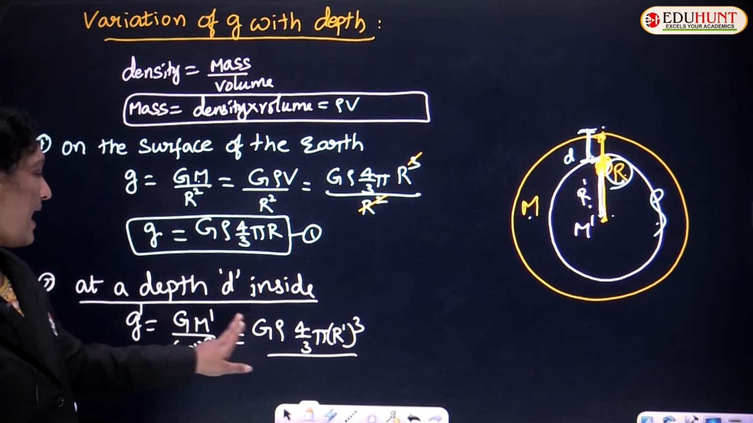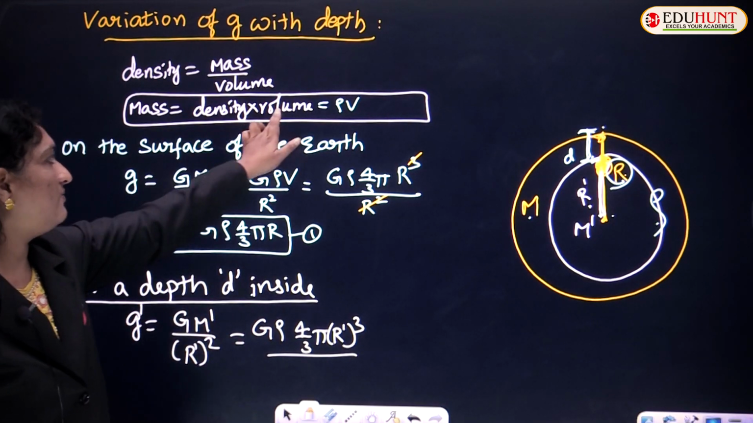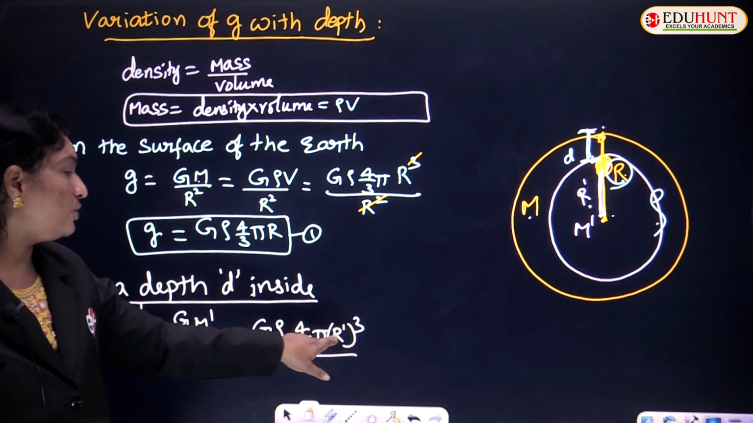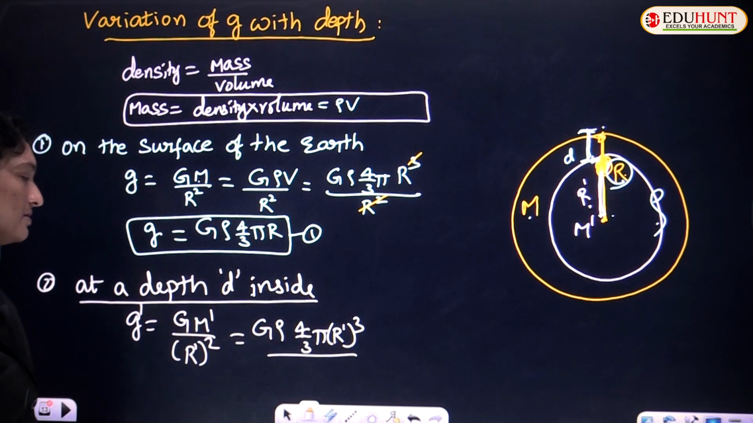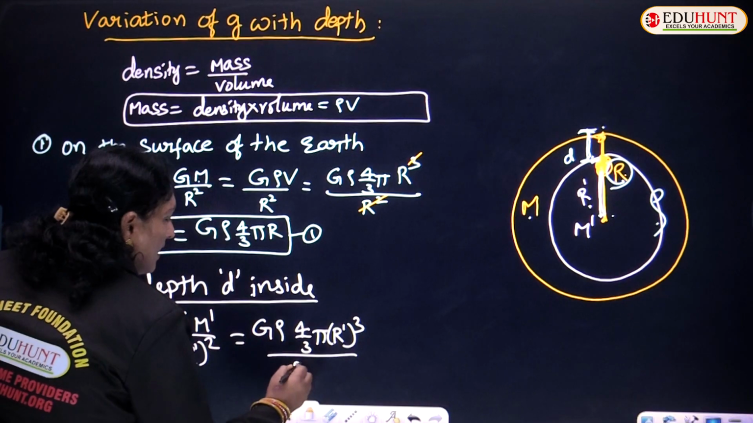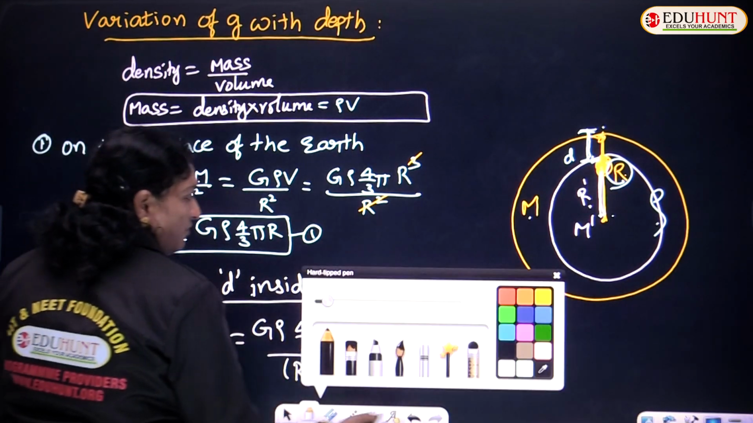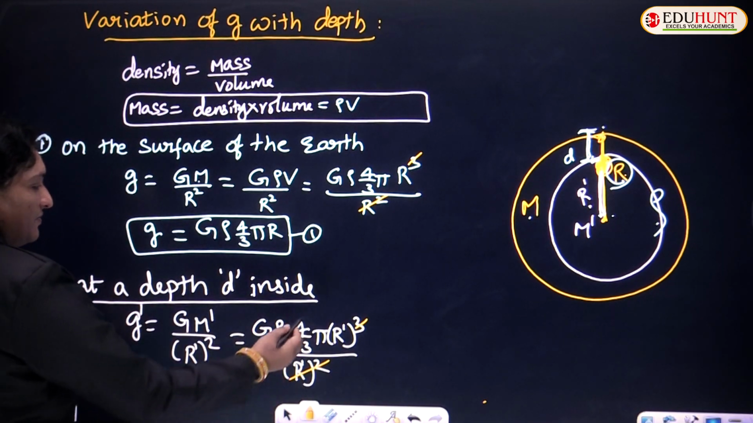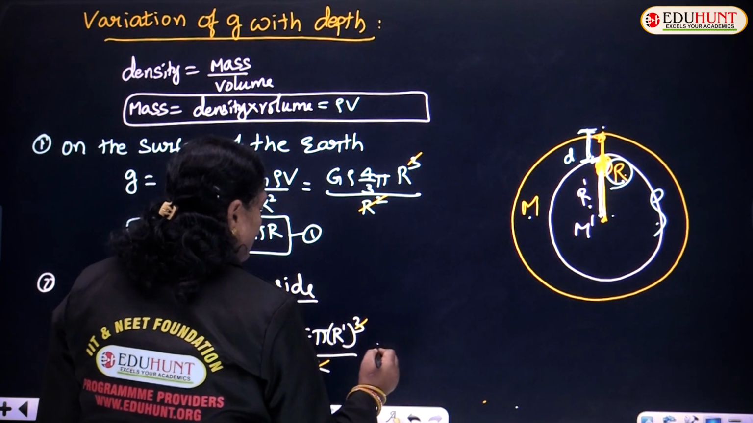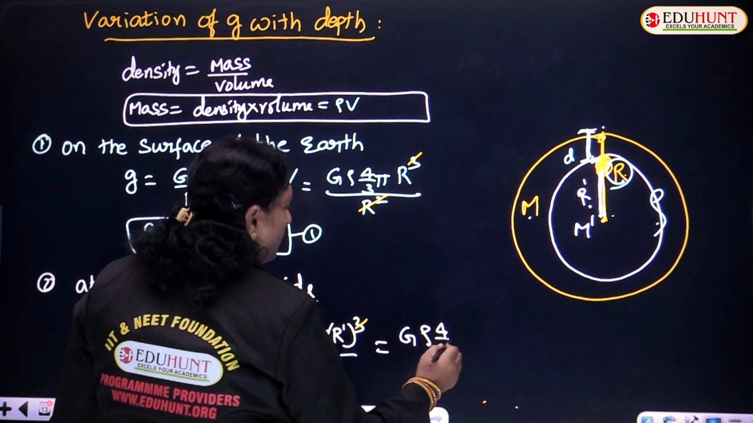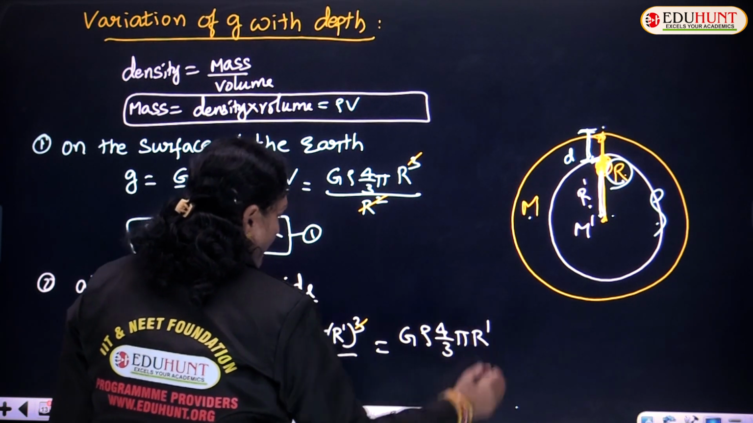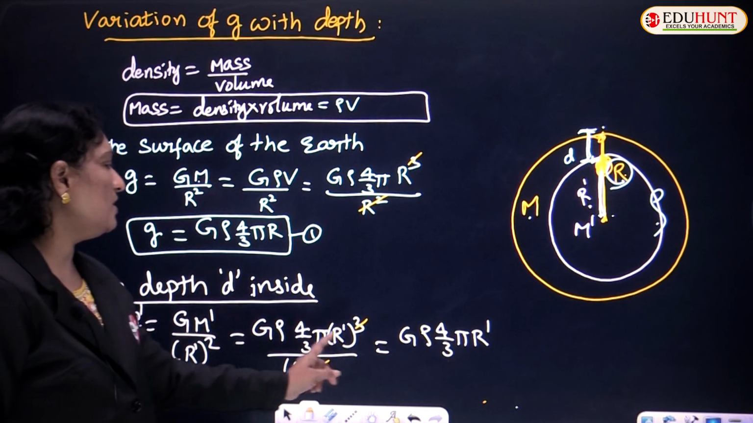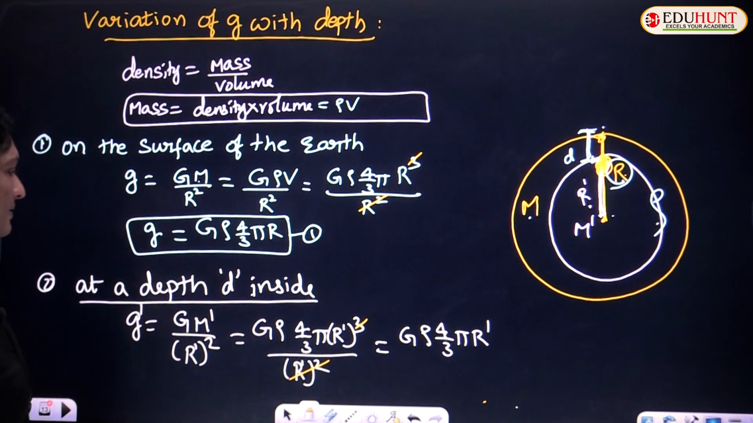G as kept it is. Mass is density into volume, rho into volume of the sphere, which is 4 by 3 pi r cube. The new radius is now taken as r dash. So r dash cube upon r dash square. Proceeding as usual, this r dash goes 2 times, then you are left with r dash only. Then the value will be G rho 4 by 3 pi r dash. Is that so, children? So how much is that? G rho 4 by 3 pi r dash.